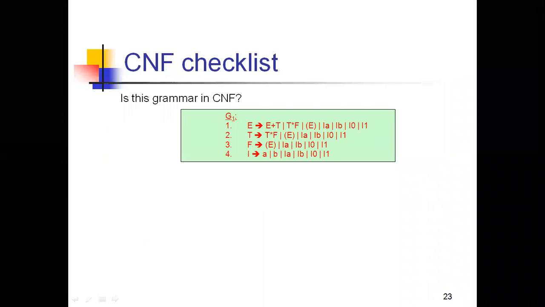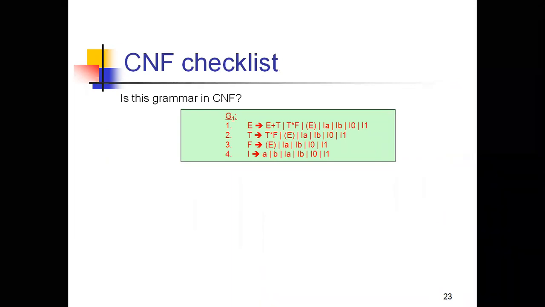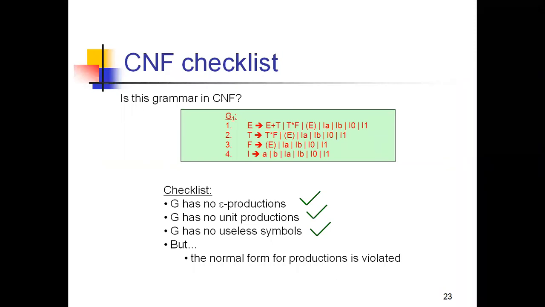And the grammar is in CNF, and here we have the grammar. Initially, it is a checklist. First of all, we need to verify whether the grammar consists of any of the three.